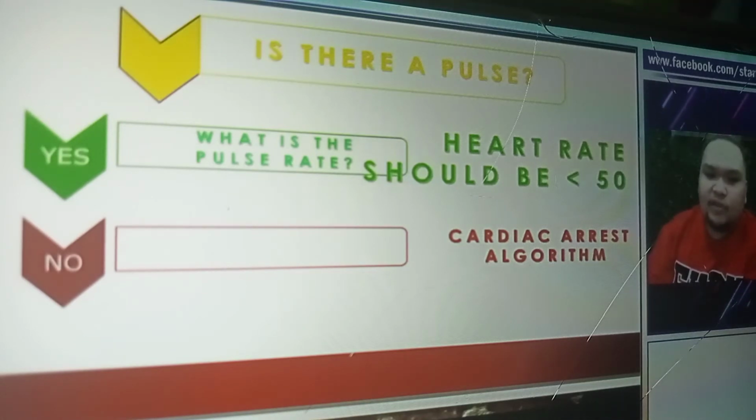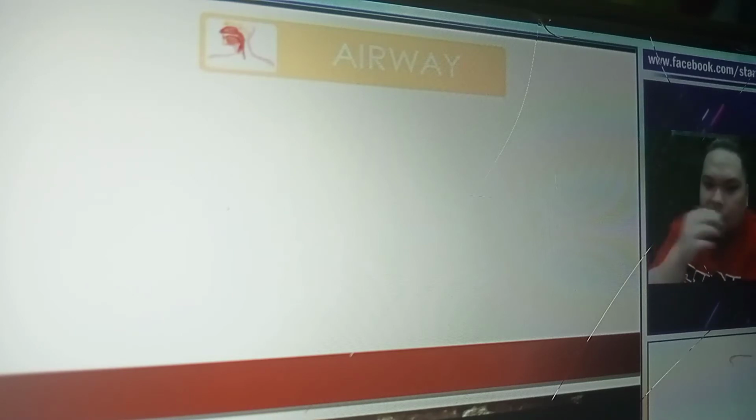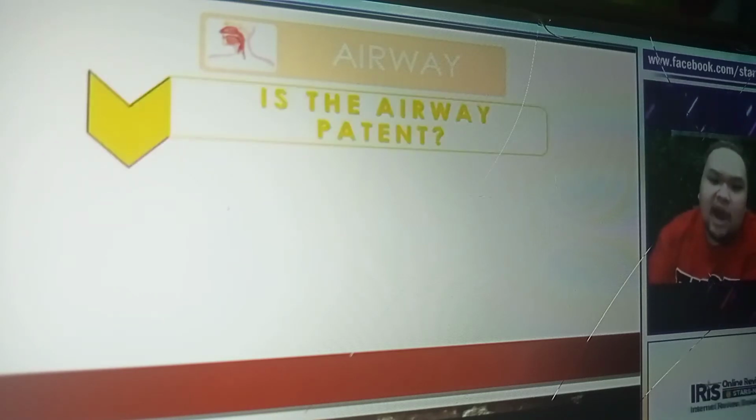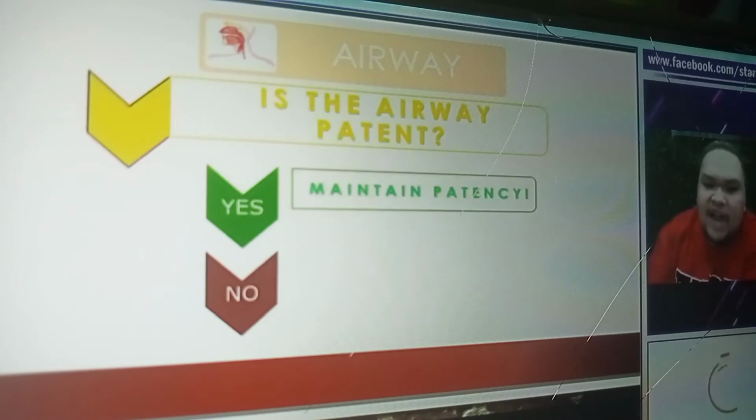Now, what will be the next question of your team leader? Of course, next is the A for airway. The question would be, is the airway patent? He needs to check whether it's a yes or a no. If yes, what we do is maintain patency. How would you maintain patency of the airway? Maintain the position of the airway.